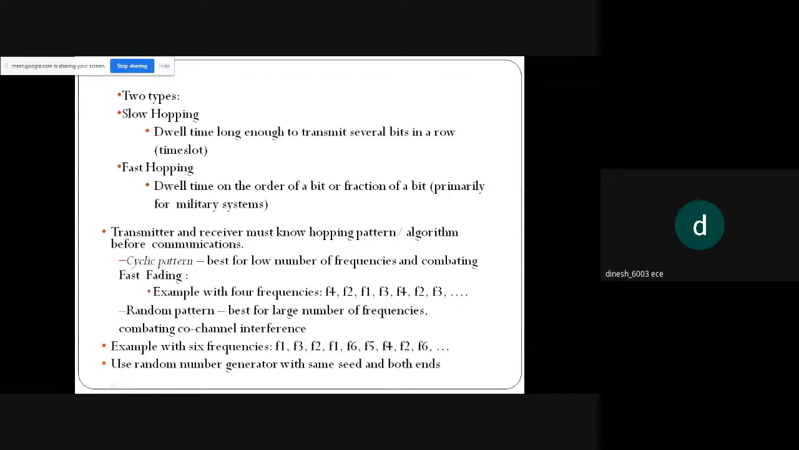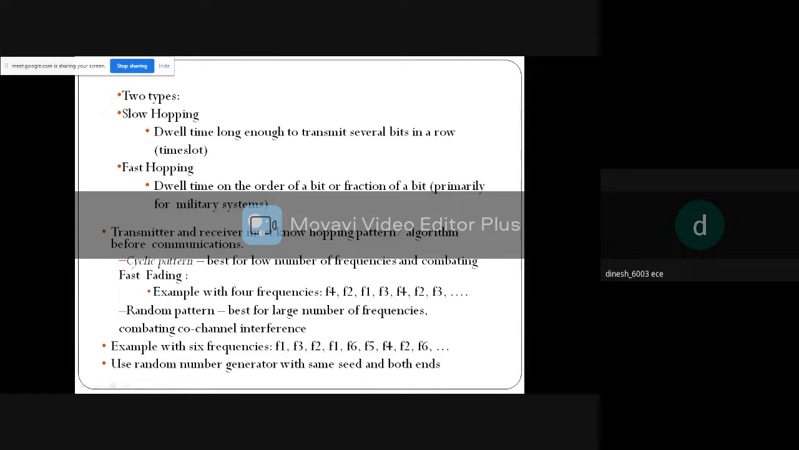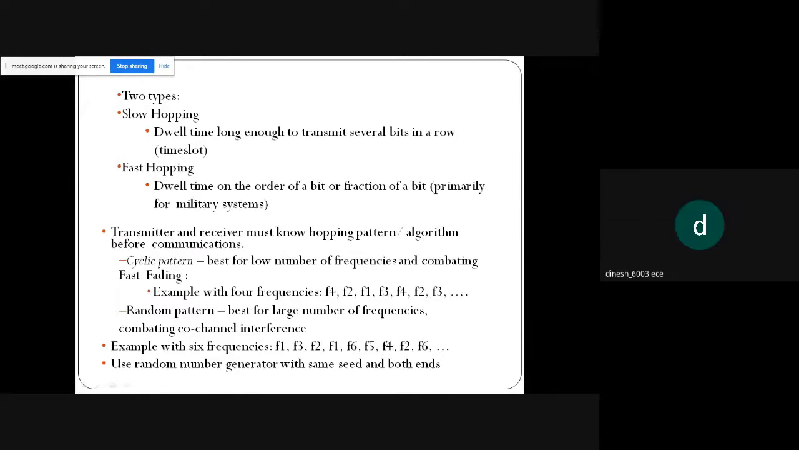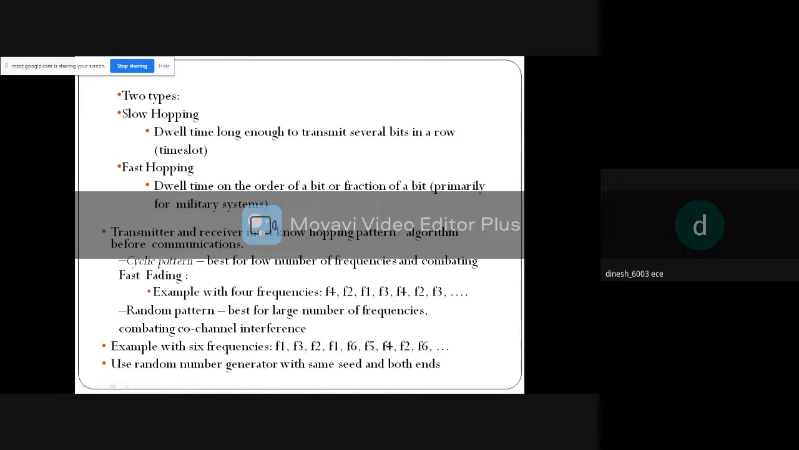It's just like your home address. If you're going to visit a neighborhood, or a person who is at a far distance, and you don't know his address, how will you go? It is the same. The address should be known to both transmitter and receiver. Same case, the hopping pattern should be known by the transmitter and receiver also.